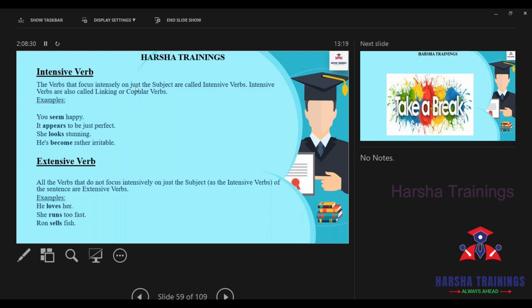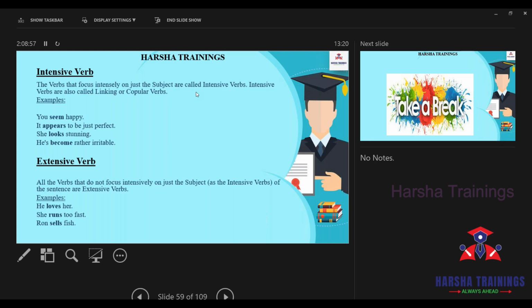The verbs that focus intensely on only the subject, verbs that focus only on the subject of the sentence, are called intensive verbs. For example, you seem happy. That means you look happy. Where is the verb directing to? You. Right. Who is looking happy? You. So seems becomes the intensive verb there.